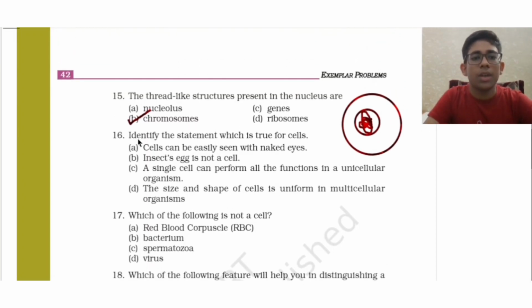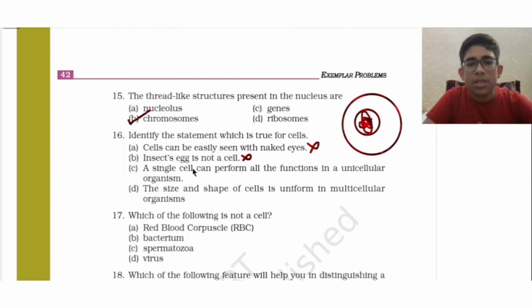The next question is to identify the statement which is true for cells. Now this is a general statement for all cells, so we will be checking all statements. Cells can be easily seen with naked eyes. This is partially correct because we can see an ostrich egg or some eggs, but most of the cells cannot be seen as we have discussed in question number 2. So this is incorrect. Next, insect's egg is not a cell. This is wrong because we know that all the eggs are cells. They are single cells.